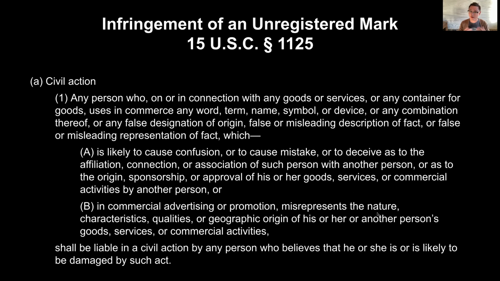Nevertheless, one potential advantage of having a registered as opposed to an unregistered mark is that the owner of a registered mark can sue under both statutes, whereas the owner of an unregistered mark can only sue under the statute pertaining to unregistered marks. So arguably two bites at the apple for the owner of a registered mark as opposed to an unregistered mark.